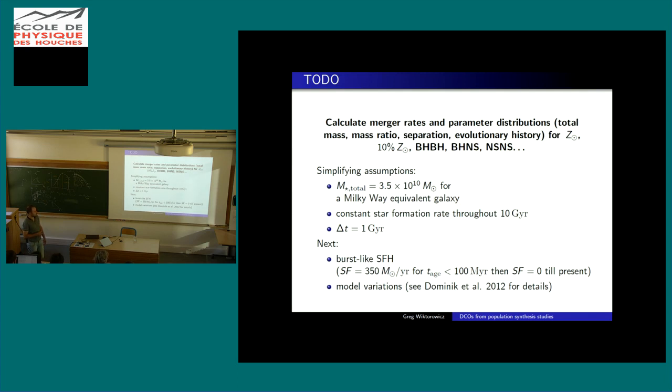However, later on we can start to improve these assumptions, or we can do some more fancy things like a burst-like star formation rate and see how the merger rates will change throughout the time when we are in the burst of star formation, and what happens after the star formation burst, how the merger rates change. And of course there are model variations. If you have already checked this web page, you will see that there are many of them and we can check how they work.